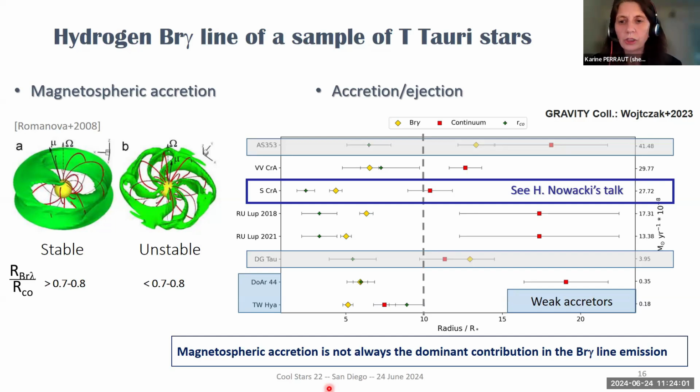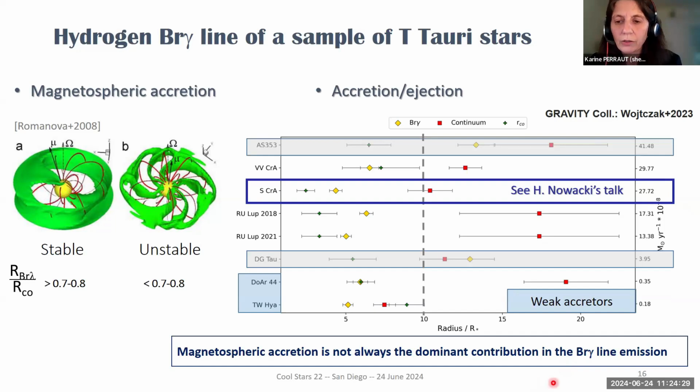This suggests that magnetospheric accretion for these objects is not necessarily the only contribution to the Brackett gamma line emission. There is also an interest in comparing the Brackett gamma line size with the co-rotation radius, because simulations show that this is a relevant quantity to know whether the accretion is stable or unstable. You will have a focus on the SCRA results given by Hugo Nowacki just after my talk.